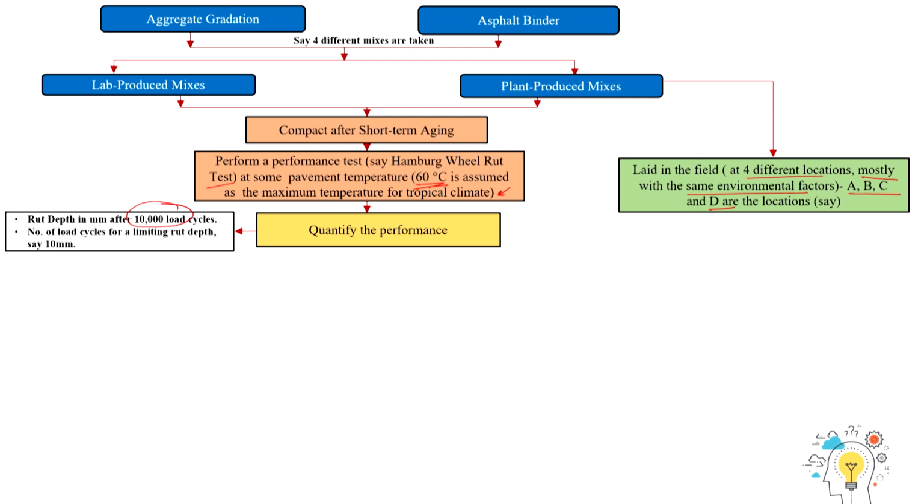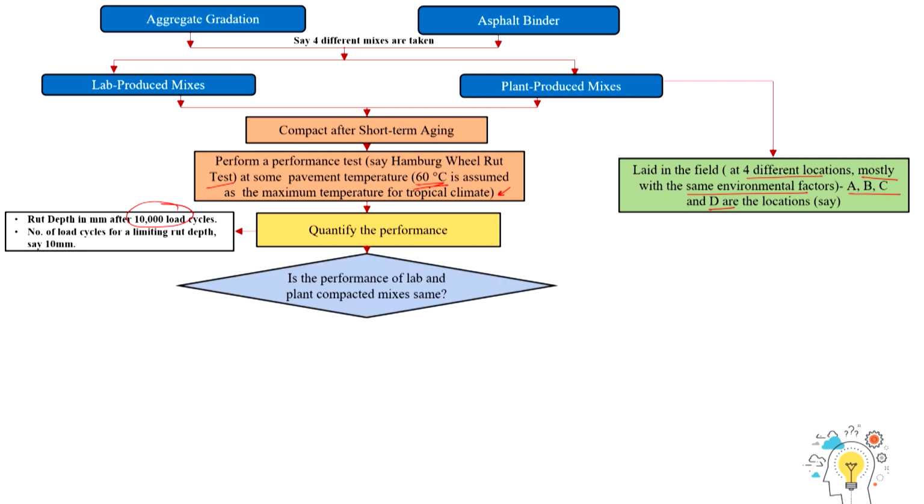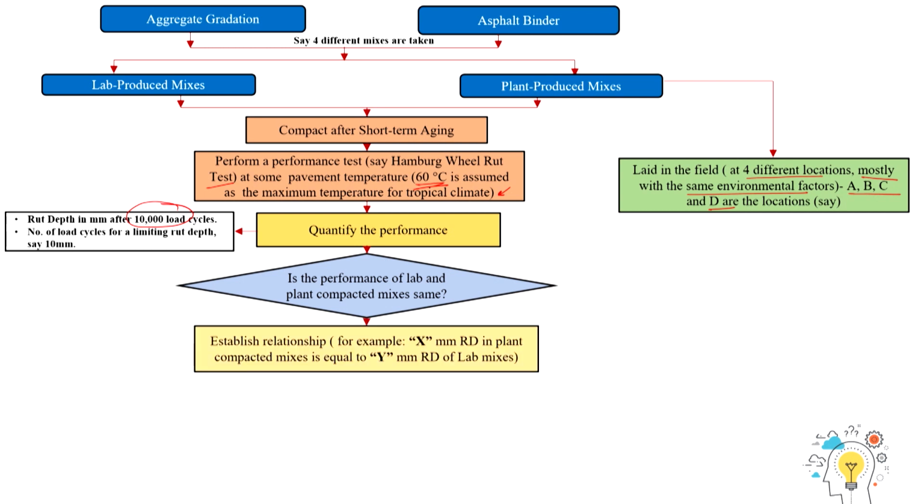So, either of the two I can do. Now, I have to see whether the lab produced mix and the plant produced mix are giving the same result using the Hamburg wheel rut tester. If the results are not the same, then we can establish a relationship between plant and lab, if the results do not match. So, this will act as a correction factor in the future for the lab produced mix.